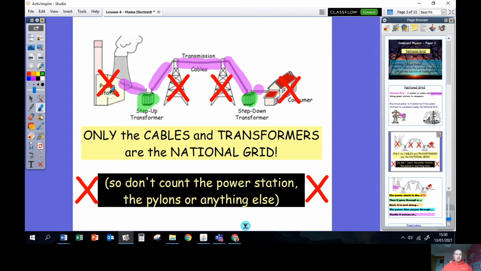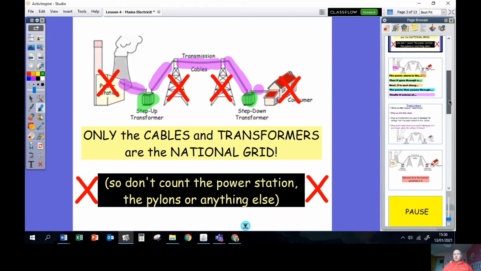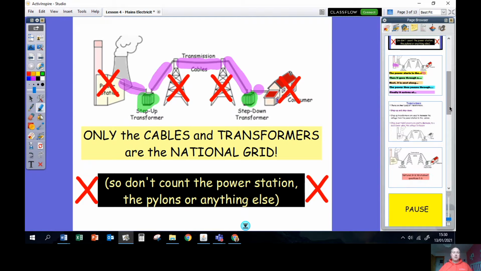We don't count the power station. We don't count the big pylons that hold up the wires. We don't count the houses that the power is going into. We don't count those. Only the cables and the transformers count as the national grid.